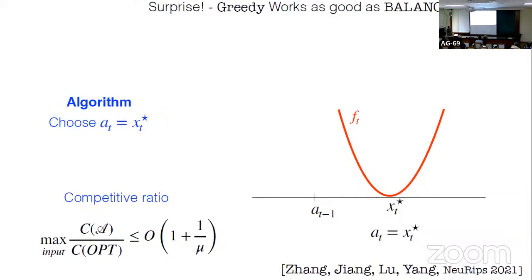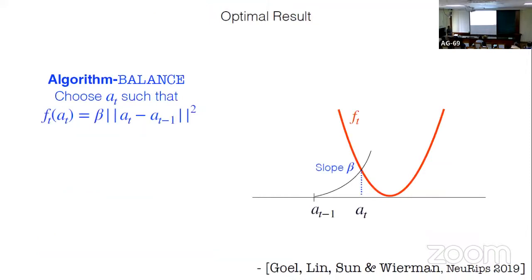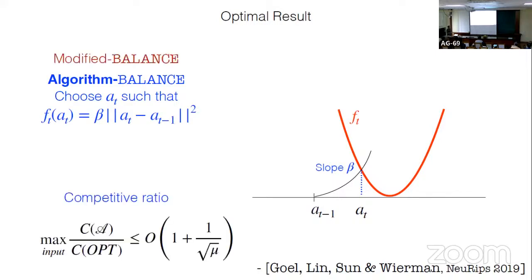Now somebody showed that even the greedy algorithm, which doesn't do any balancing, just goes purely to the local minima and doesn't worry about anything else, also has the same competitive ratio as the balanced algorithm. And then came the final result, which is the optimal one. They slightly modified the balanced algorithm with a regularization step. I'm not going to show you what that regularizer is, but you add something here and then find the optimal point. And that showed that the optimal competitive ratio scales as 1 by square root of mu. This essentially settles the problem in the full information setting.